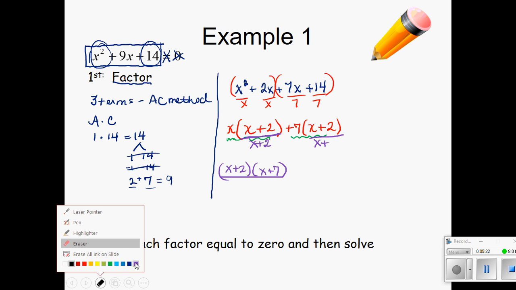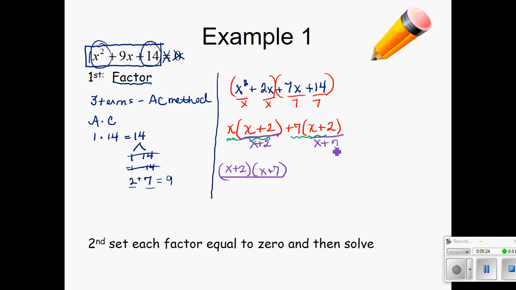All right, so with that, we are going to go ahead and now do the second part. So now we factored it.